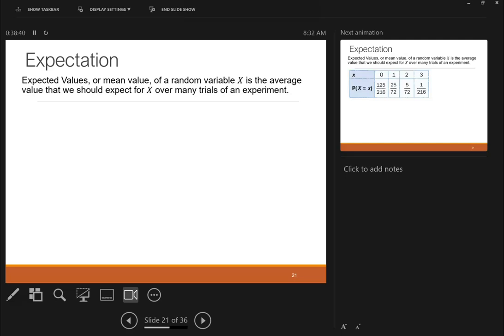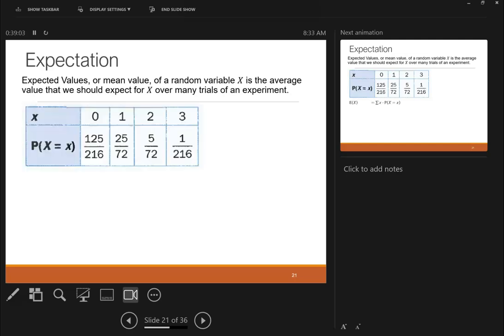All right. Let's talk about expectation or expected values. The expected value for a random variable is going to be the same as the mean. And that's just going to be the average value we'd expect for x over many trials. So let's go back to this probability distribution that we built earlier, where we had one die that we rolled 3 times, and we were counting the number of 6s that we got.